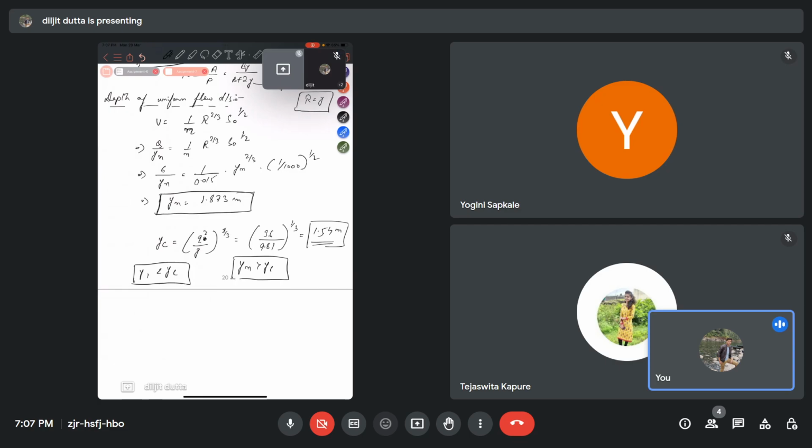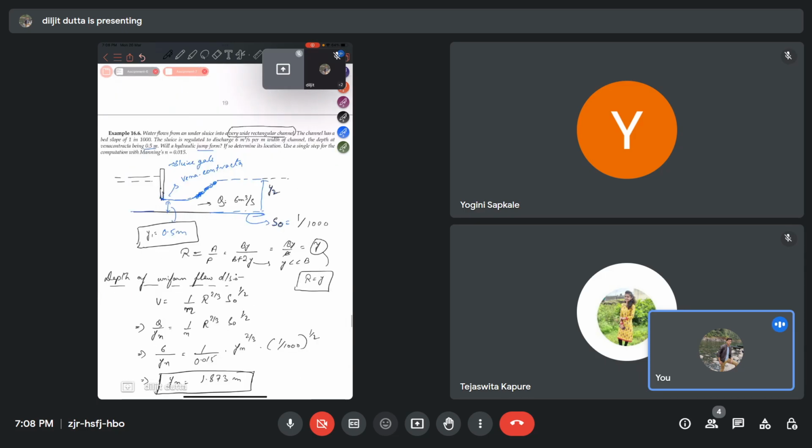So first we have seen that yn is greater than yc. So what is the slope type? The slope is a mild slope. Since y1 is less than yc, the flow will turn from supercritical to subcritical in the downstream section. So a hydraulic jump will be forming. The question asks you to find if a hydraulic jump will form, determine its location, and at what distance it will form.